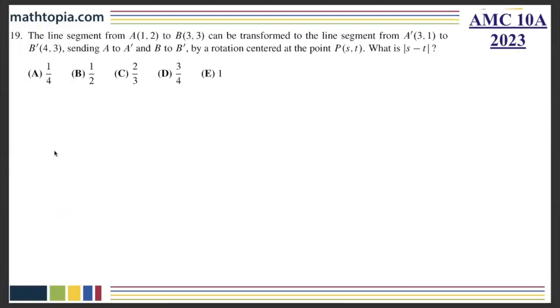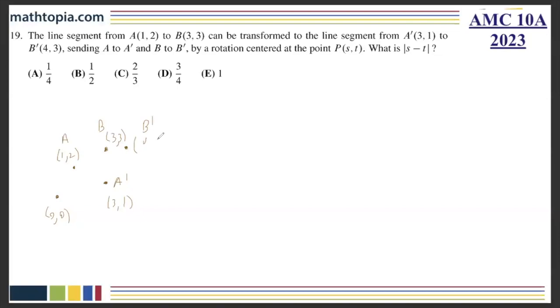Okay, so let's draw our points. Here is our origin, (0, 0). We have the point A, (1, 2), right here. We have B, (3, 3), about right here. Of course, this isn't an exact coordinate graph. We're just making a sketch of where the points are so we can understand where P should be. A prime is (3, 1), so it would be right about here. And we have B prime (4, 3), which is right here.